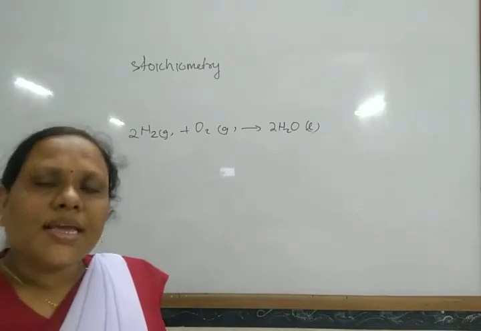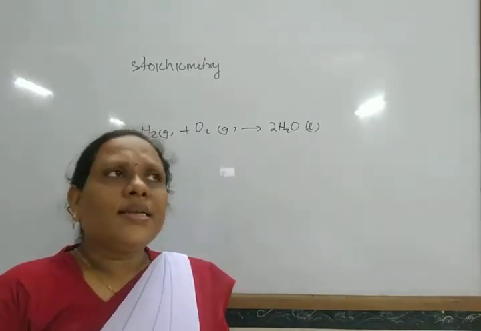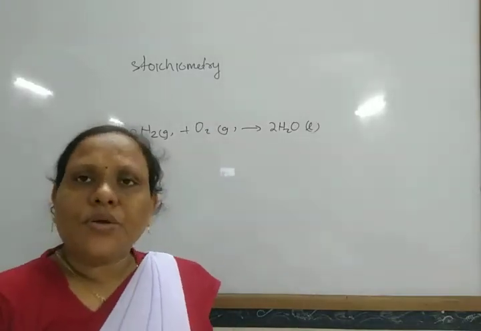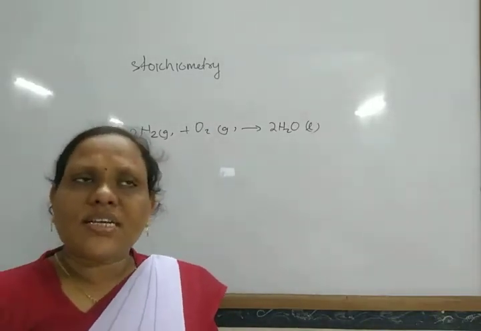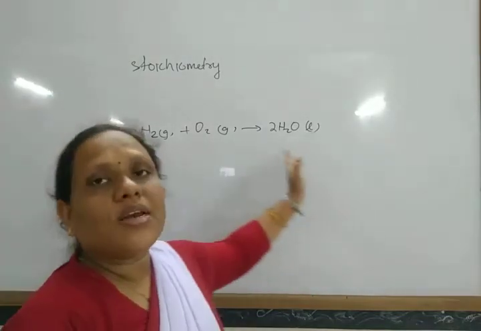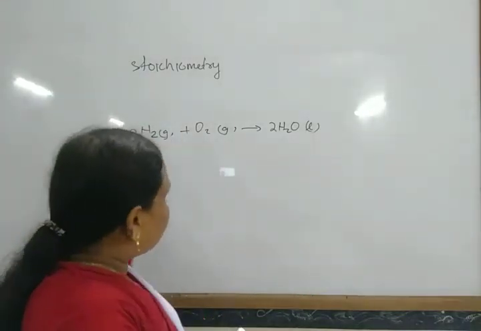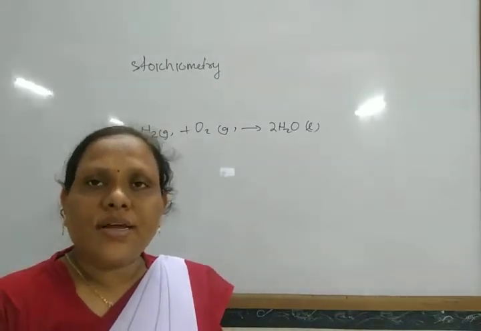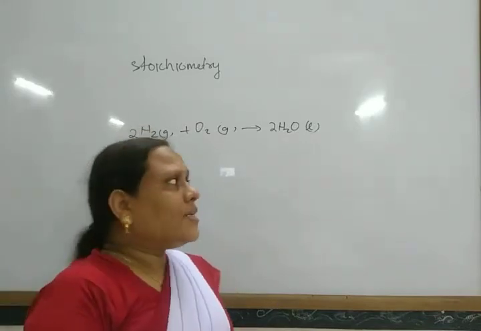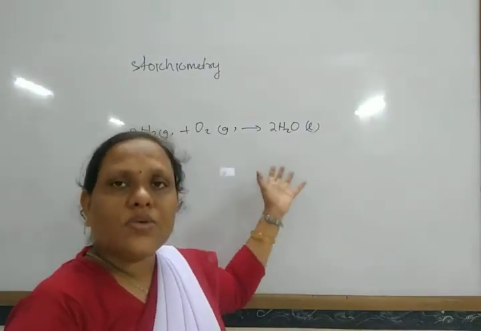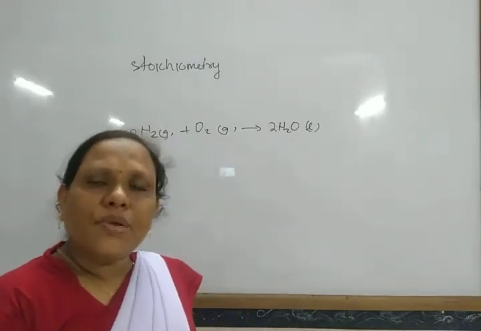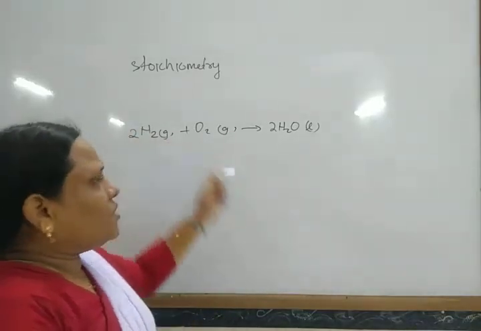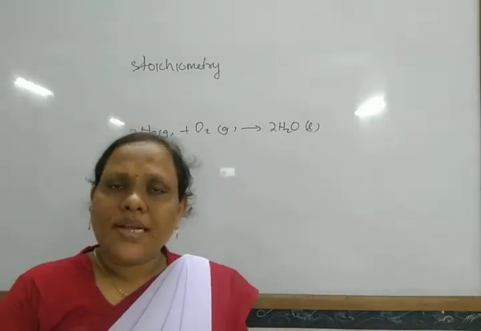So whenever any chemical reaction takes place, in a balanced chemical reaction, what are the coefficients? According to those coefficients, the reaction takes place in that molar ratio. In this way, the amount of reactants needed to react to give any amount of product can be known from the balanced chemical equation. So that measurement is known as stoichiometric measurement.